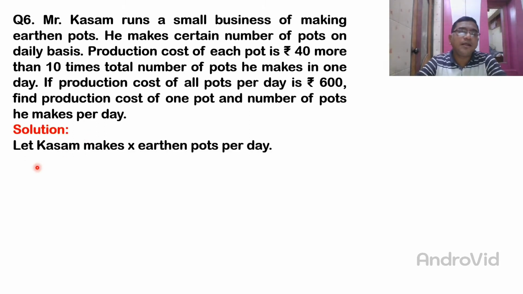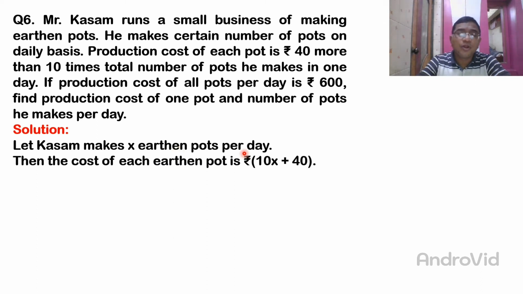So I write: let Kasam make x earthen pots per day, because we don't know how many pots Kasam makes every day. So whatever you don't know, you consider x or anything you want, A to Z. You can take any alphabet for that. Okay, so let Kasam make x earthen pots per day.